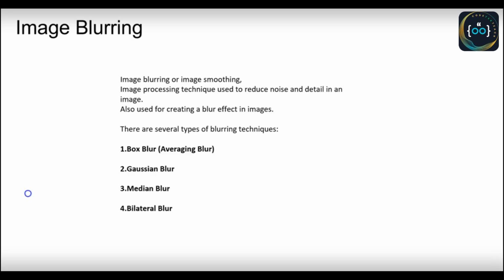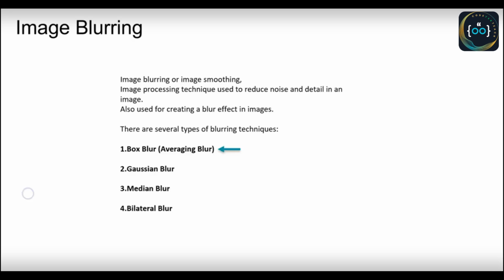Blurring is achieved by convolving the image with a low pass filter kernel. This process works by averaging the pixels in a neighborhood around a pixel in the input image and setting the corresponding pixel in the output image to that average. The result is that sharp edges and high frequency details get blurred. There are several types of blurring techniques.